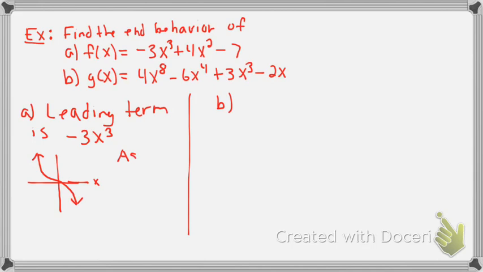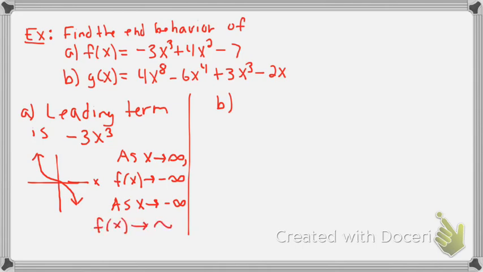As x goes to infinity, so x becomes more and more positive, the graph is going to go downward, so f of x approaches minus infinity. And as x approaches negative infinity, as it becomes more and more negative, the graph is going upward. The outputs are becoming more and more positive, so f of x is approaching positive infinity. And there's our end behavior.